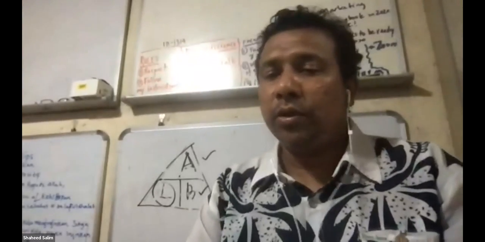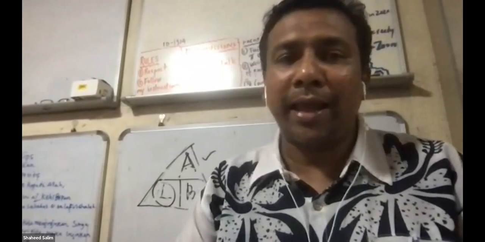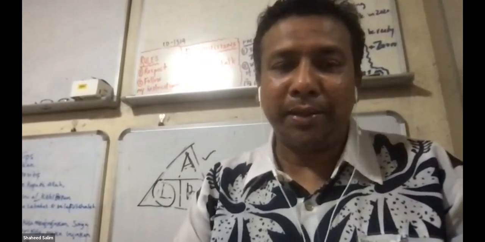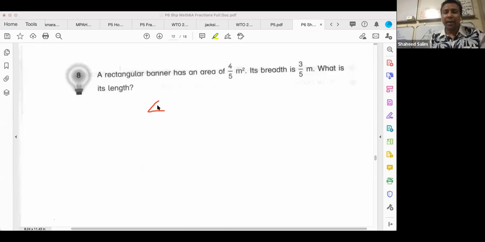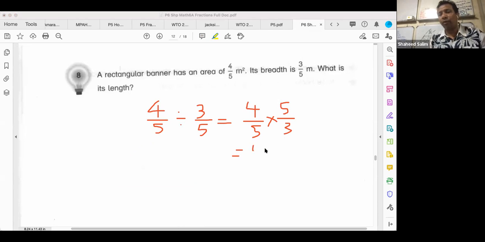So we are going to see now. Did you all do this? So the area is 4/5 square meters divided by the breadth. I showed you the formula. Let us see whether you get it right or not. Then 4/5 times 5/3, and you got it right. You get 4/3 because this cancels, right? Cancel, 1, 1. So this is the same as 1 1/3. So the length is 1 1/3 meters.